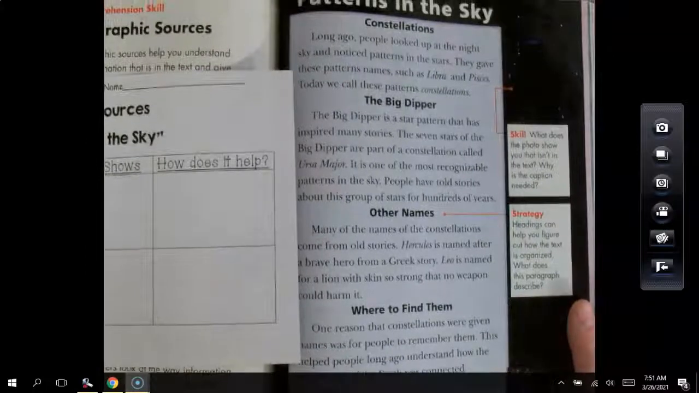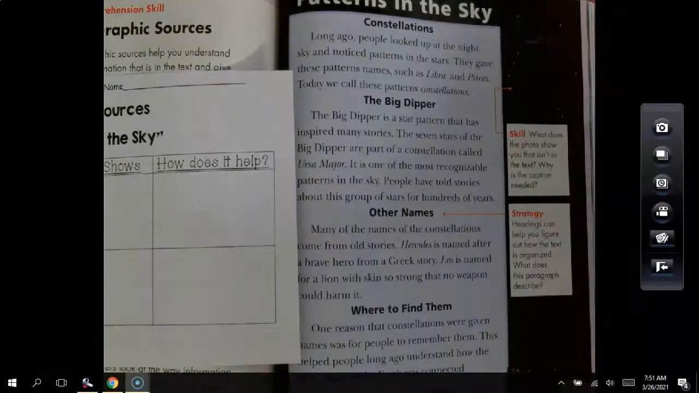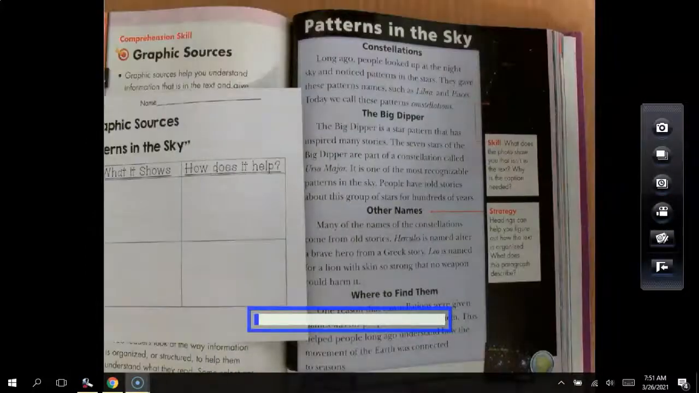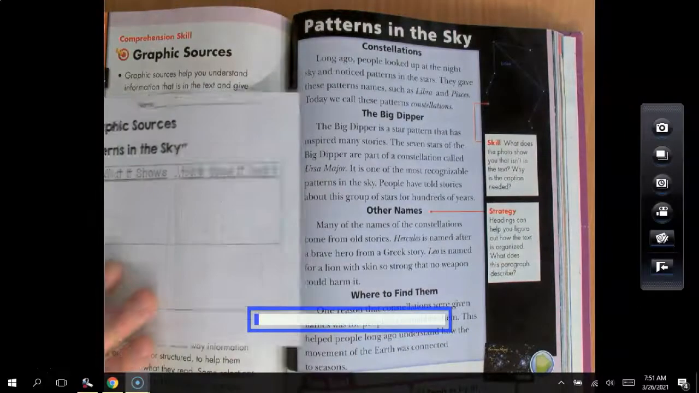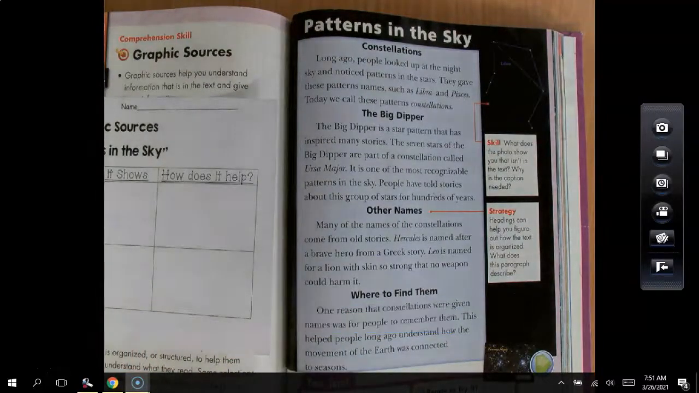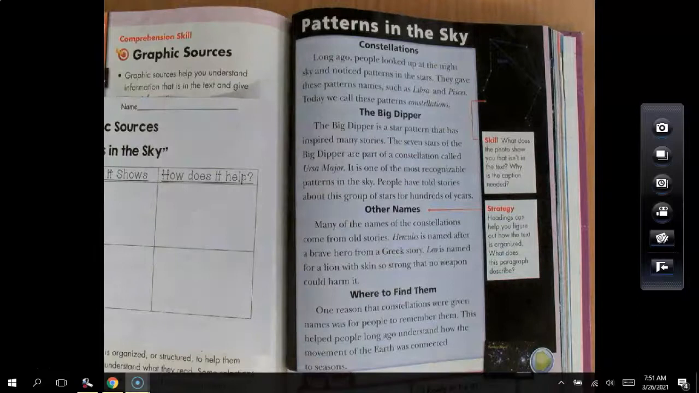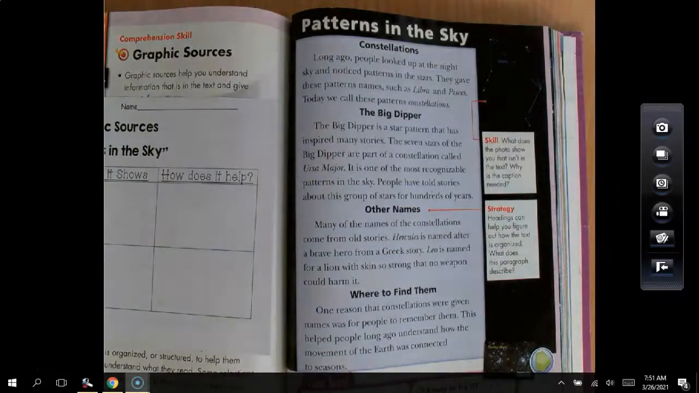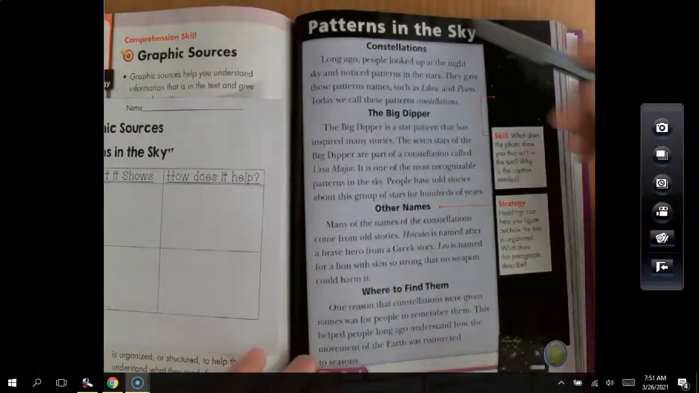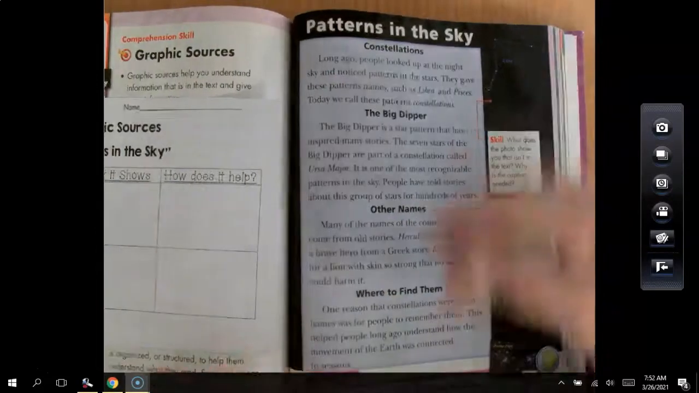So thinking about all those different graphic sources that I showed you and we discussed, can you see or remember any of those graphic sources in our story? What do you think? What is one graphic source that you may have seen or heard me talk about in our text?